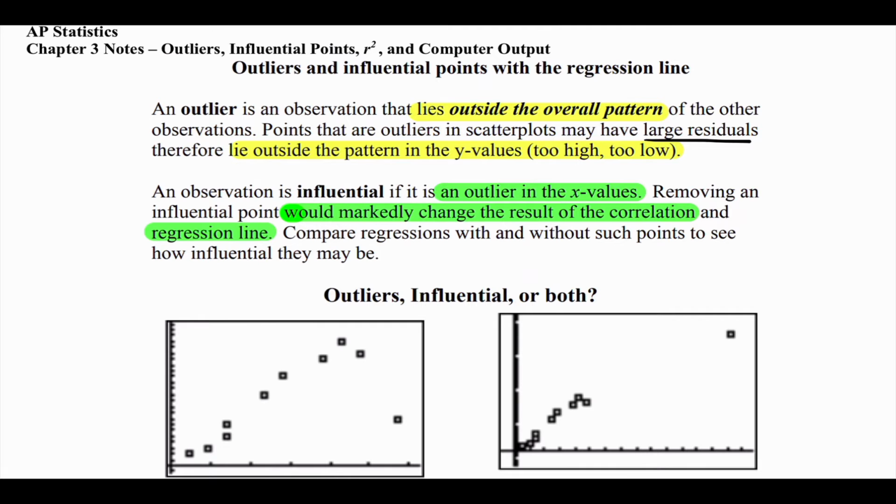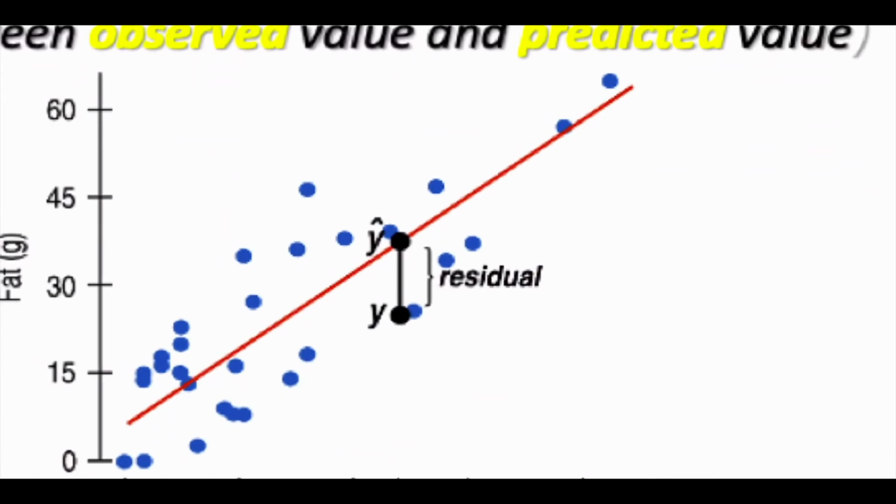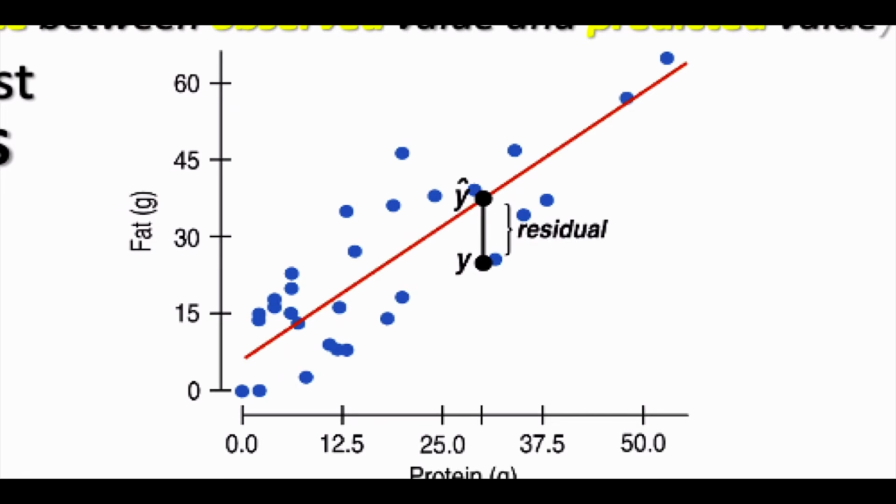Points that have large residuals. What's a residual? Or how does something have a large residual? Exactly. Far away from that red line there. So the farther away those blue dots are from that red line, they have a big residual, right? Above the line means a positive residual. Below the line means a negative residual.